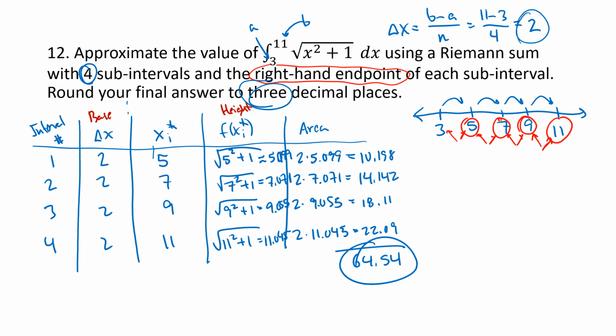So long story short on this one, as long as you're showing your work, you're making a chart, keeping yourself organized, showing me where all your numbers come from. If you make a little flub like I did and forget the number of decimal places, that's going to be worth a very small number of points. The main thing that I'm going to be looking for is the process, knowing how to figure out delta x, how to figure out the base and the height and all that good stuff.